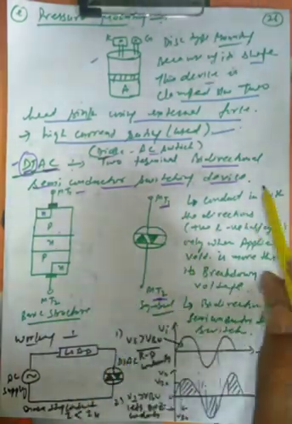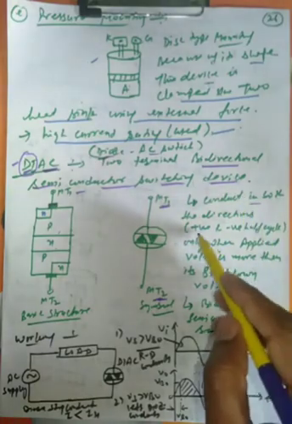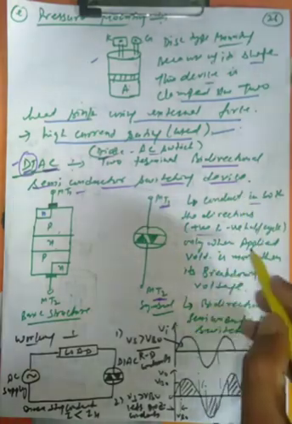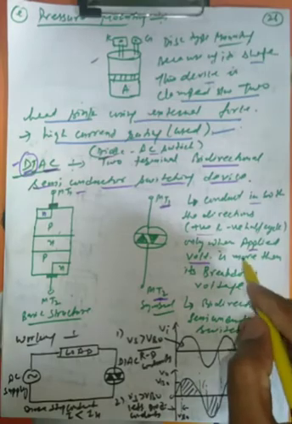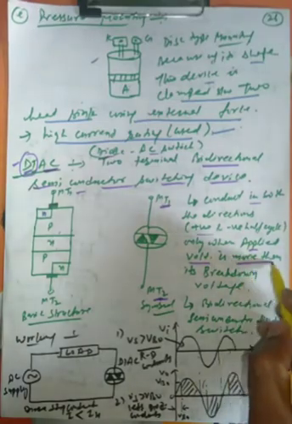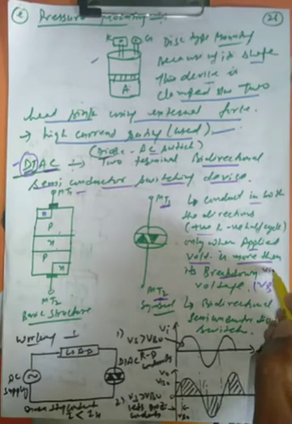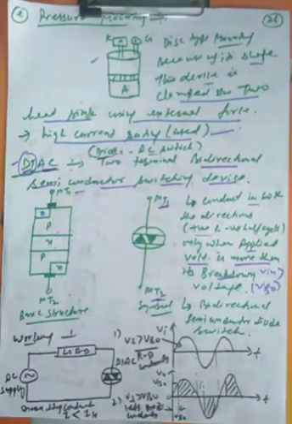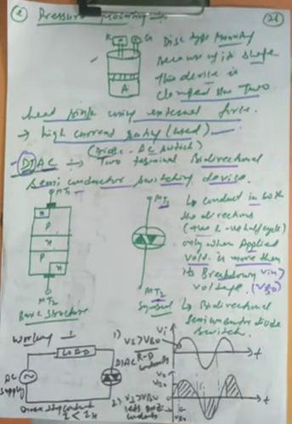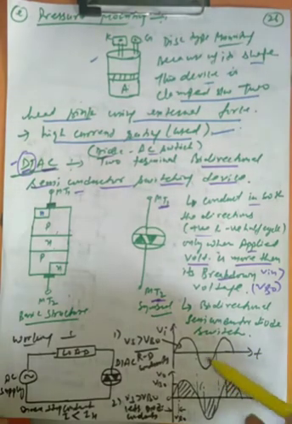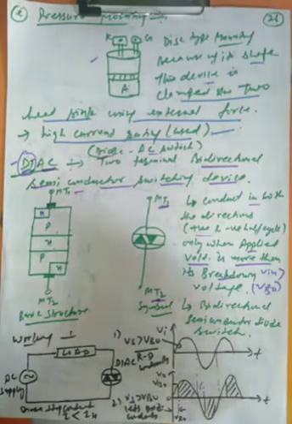So you can say that Diac conducts in both directions, positive as well as negative half cycle, when the applied voltage, that is VS or Vin, is more than the breakdown voltage, that is BVO. Whenever the input voltage is greater than the breakdown voltage, then Diac will conduct, in both the positive and the negative half cycle.